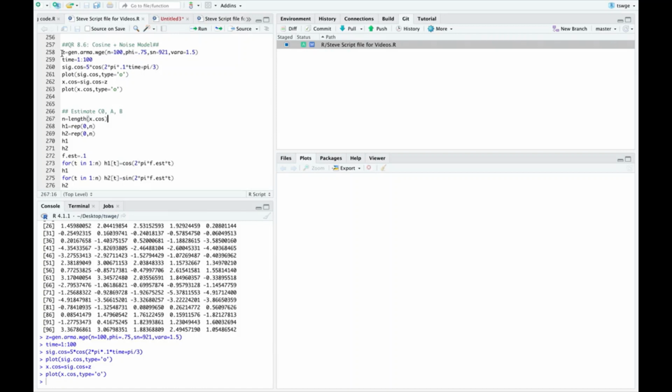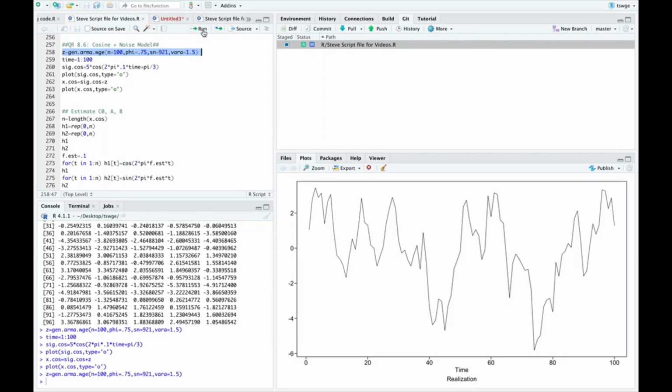So first of all, what we're going to do is generate an AR1 that has phi1 of 0.75 and a variance of the A terms of 1.5. Let's run that. There's the plot. We're going to let time go from 1 to 100, which matches the length of the realization up in the line before it.